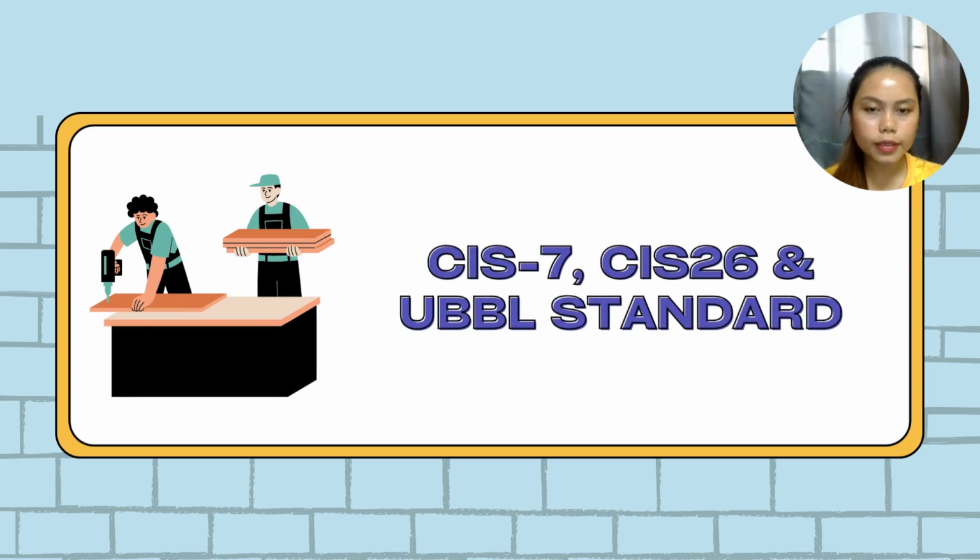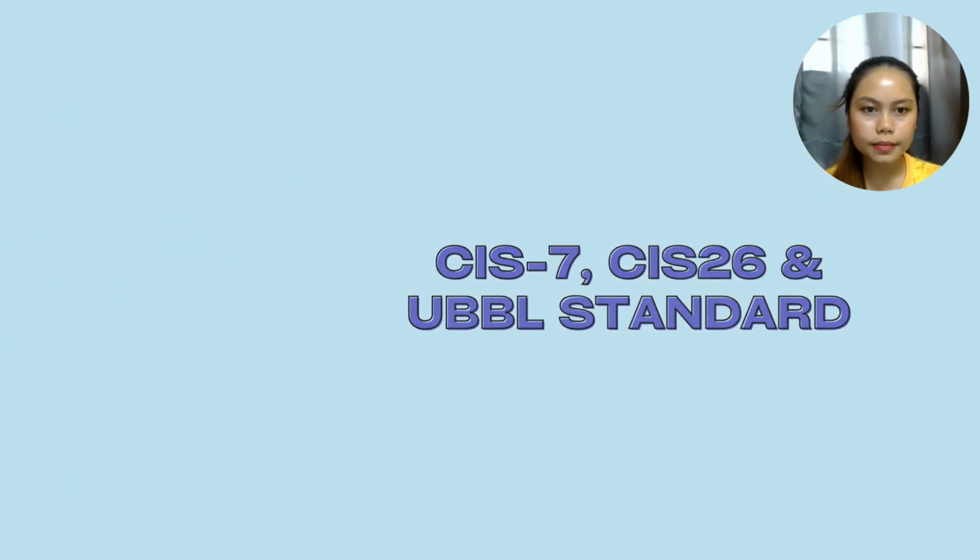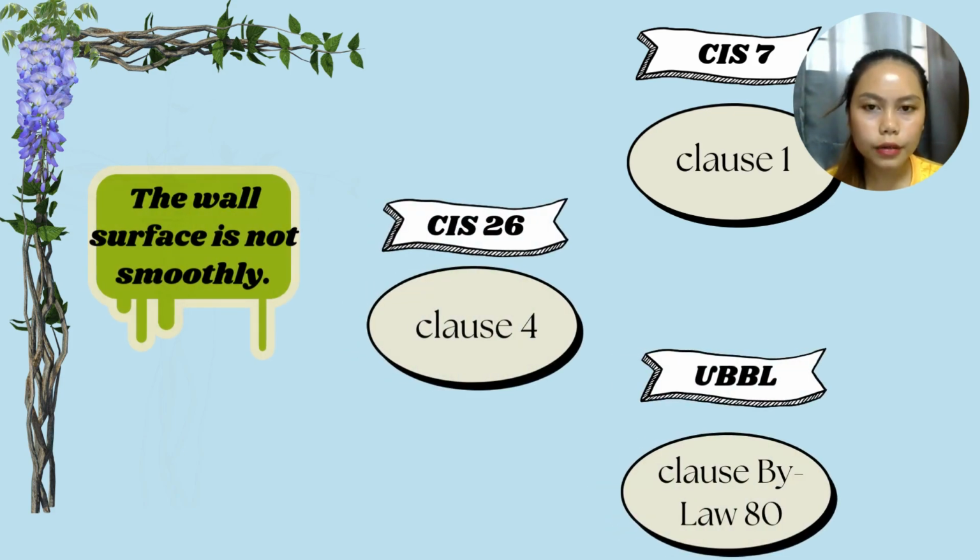Okay, now we are going to the next section, which is the comparison of the inspection to CIS 7, CIS 26, and UBBL standard. Regarding the defects that have been identified, one of them is that the wall surface is not smooth. This is compared with the standard outlined in CIS 7, where, according to CIS 7, clause 1, this clause states that wall surface should be smoothly finished and free from any construction stain mark.